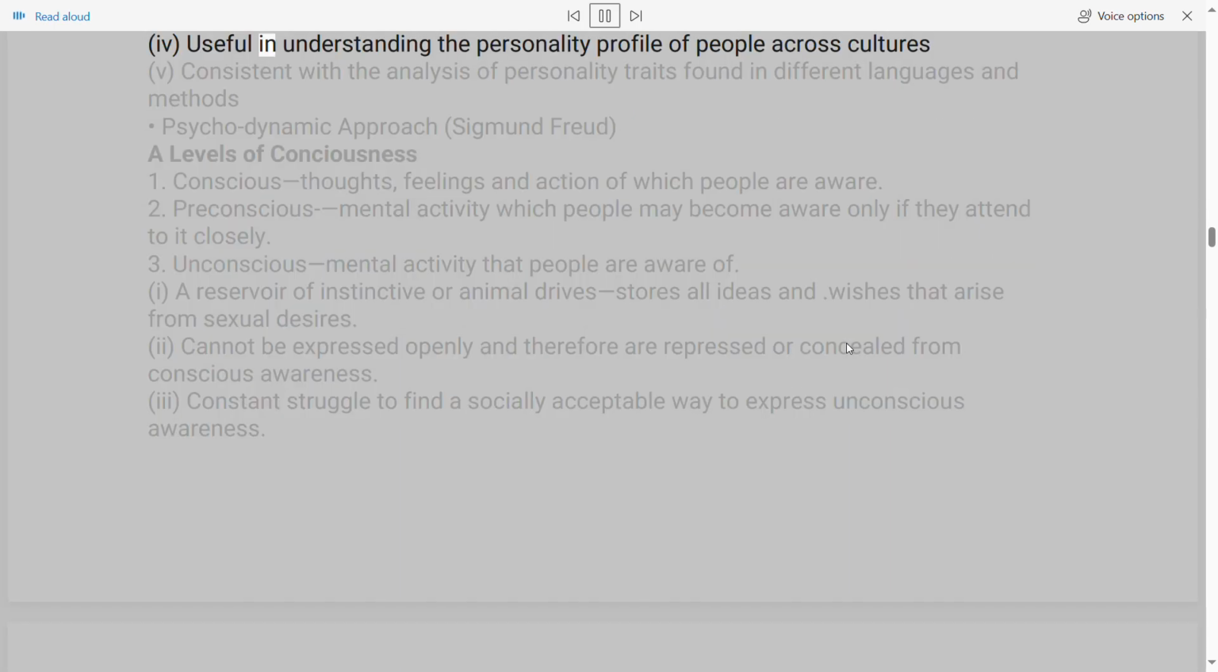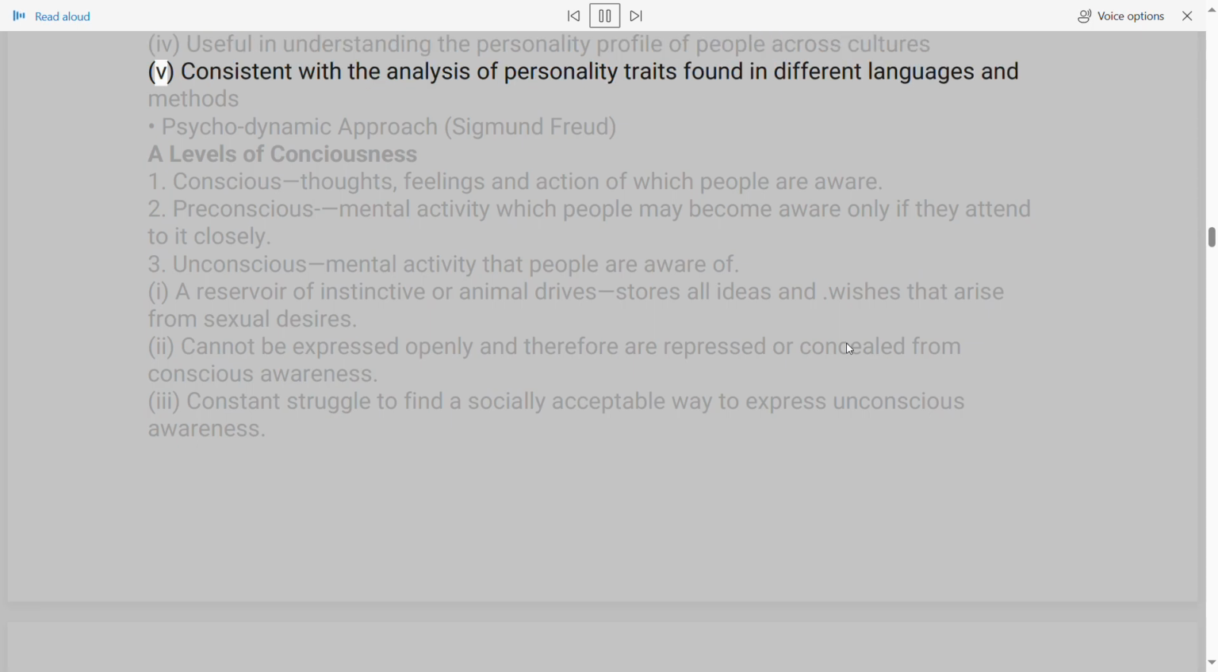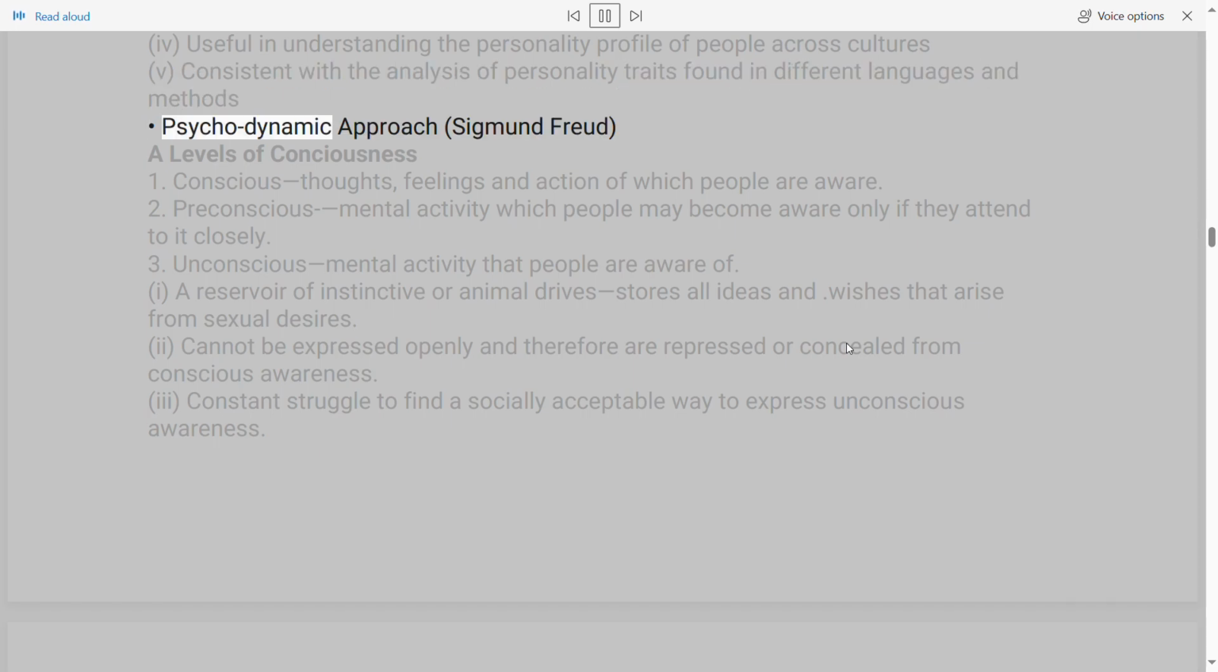4. Useful in understanding the personality profile of people across cultures, consistent with the analysis of personality traits found in different languages. Psychodynamic approach: Sigmund Freud.